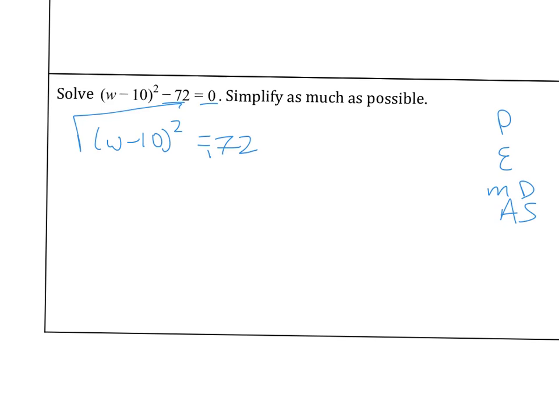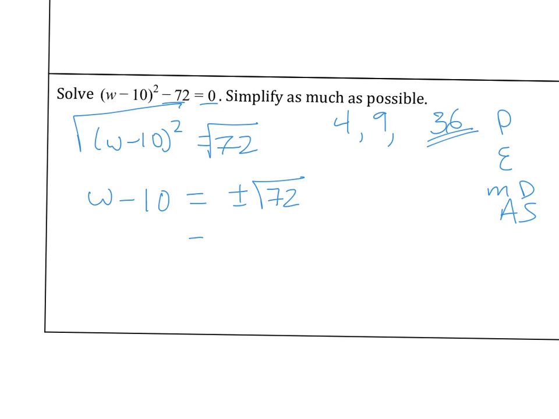Square root, square root. So the left side becomes W minus 10, and the right side becomes plus or minus the square root of 72. Now before I really go much further, I need to clean this up if I can. I've got to think of a perfect square that divides 72 evenly, and it's got to be the biggest one I can possibly think of. So even though 4 goes into 72, and even though 9 goes into 72, the one I'm looking for is 36. 36 is the biggest perfect square that divides 72 evenly.